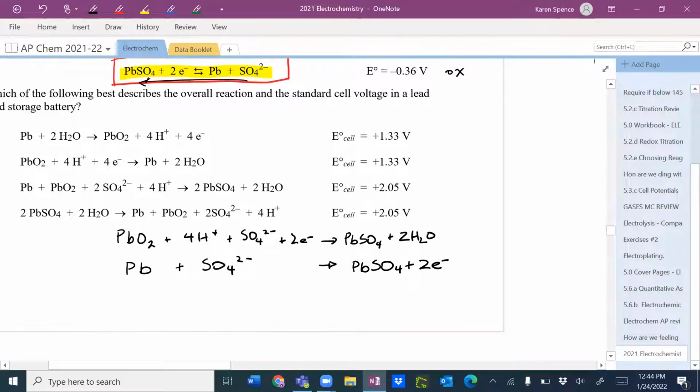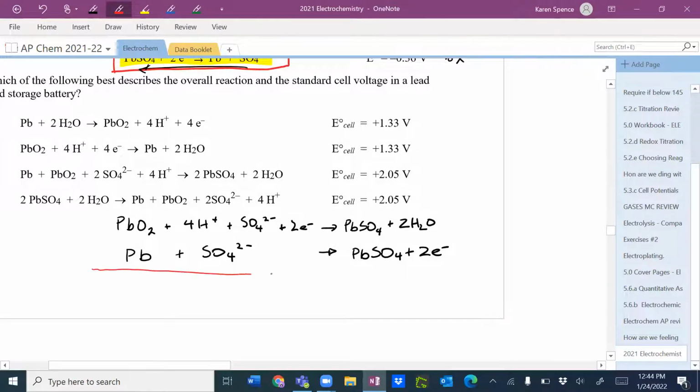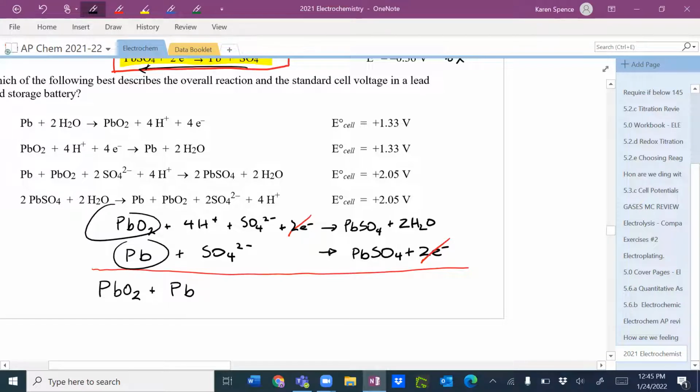So now we are going to add the two of these up, just like we did when we were writing full redox reactions, because that's what we are doing here. Our electrons cancel out. I don't see anything else that cancels out. And so we will have PbO2 plus Pb, plus 4H plus. And we have two SO4 2 minuses because we've got one in each of those reactions. So plus 2 SO4 2 minus.